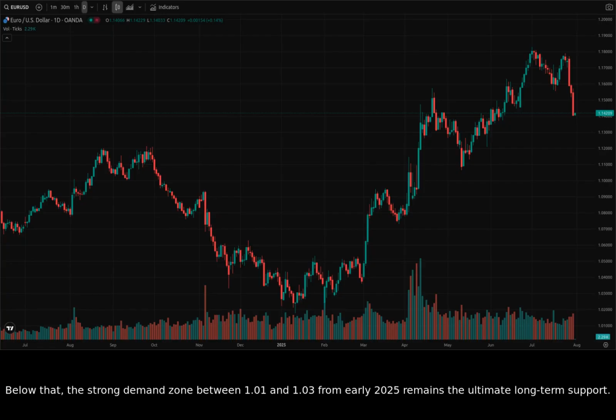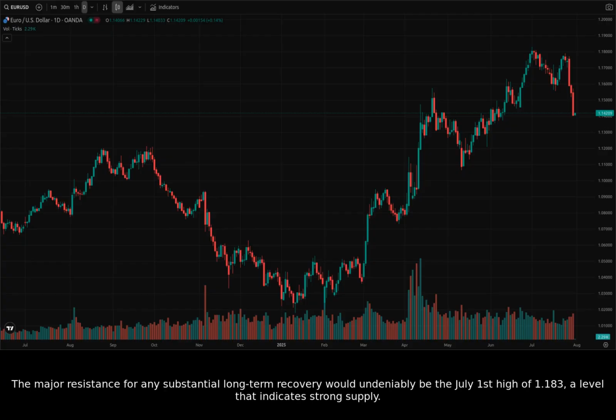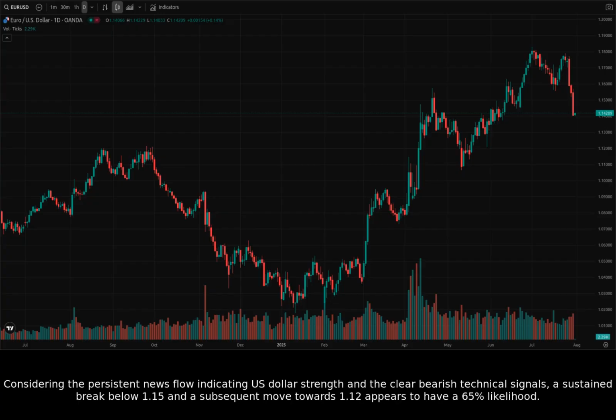On the upside, immediate resistance exists at 1.165, representing the recent consolidation breakdown point on the daily chart, followed by 1.17, which was a strong previous support level. The major resistance for any substantial long-term recovery would undeniably be the July 1st high of 1.183, a level that indicates strong supply.